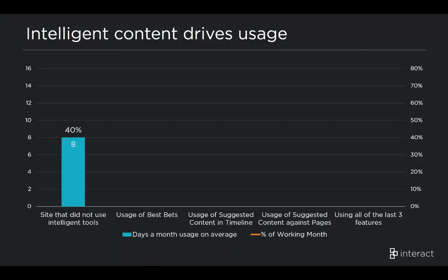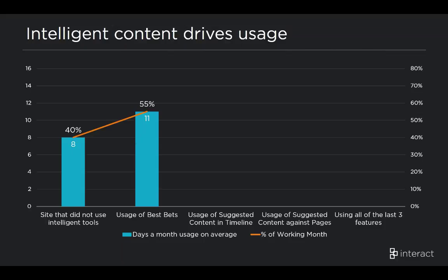So we analyzed all of the intranets that had intelligent content features either turned on or turned off, because with a lot of platforms, of course, you can turn off certain features. We wanted to see how many days a month people were actually logging in. What we found is that some organizations that have used Interact but chosen not to go with any of the collaboration features get an average of 40% of the working days a month, or 8 working days a month, which is probably not great when it comes to intranet usage.